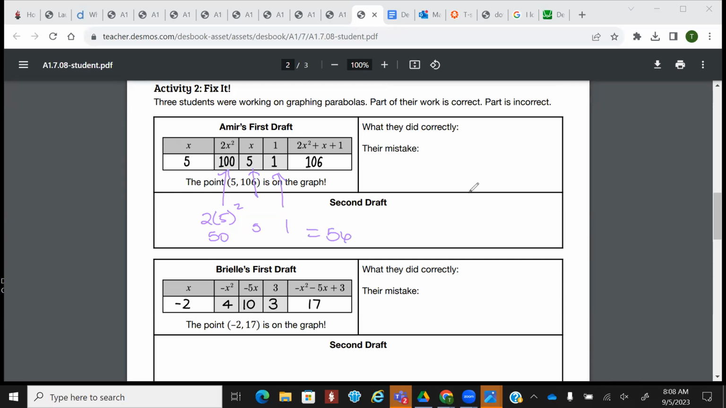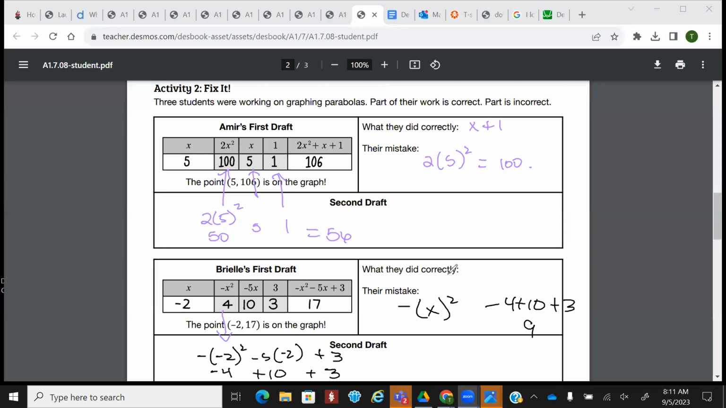So what was their mistake? Well, they plugged in this mess and got 100. What did they do correctly? They did the x and the plus 1 part correctly. Okay. So that's how you're doing these problems. All right. So check your work.